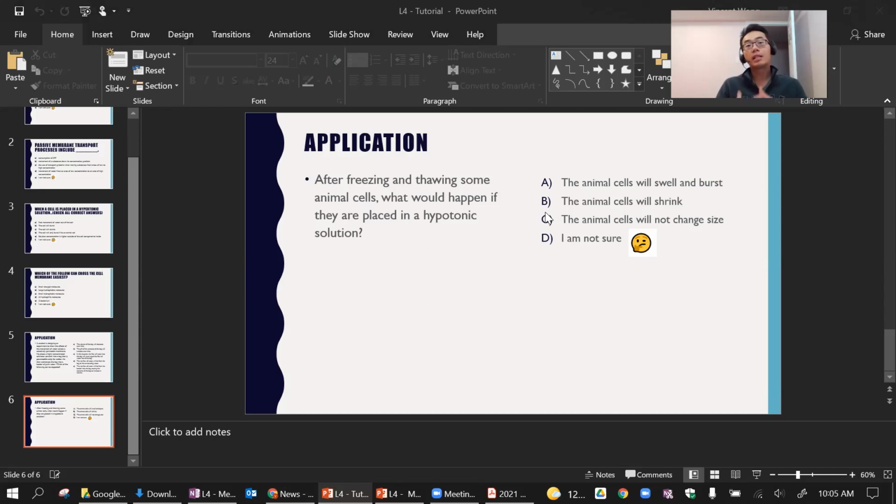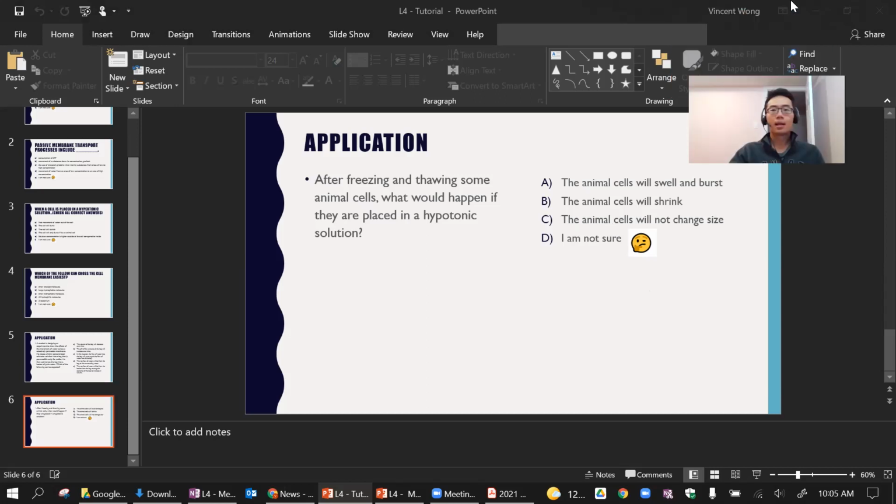So what happens is when you freeze an animal cell, the water in the cytoplasm will expand, and that will destroy the cell membrane. The ice crystals will pierce the cell membrane and make holes in it. Afterwards, when you go back to room temperature, the cell membrane is full of holes. So it doesn't matter if you put it in hypertonic or hypotonic solution, things will just go in and out without any regulation. And as such, the animal cell will not change size. Does that make sense? I hope it makes sense.